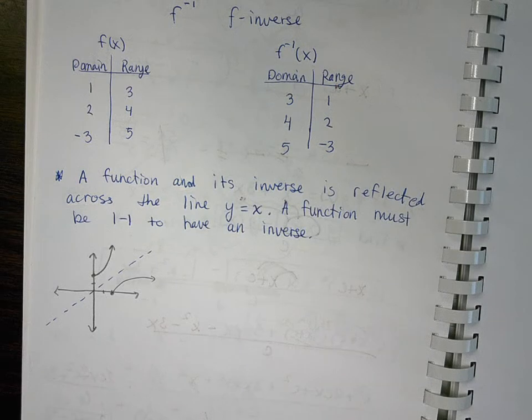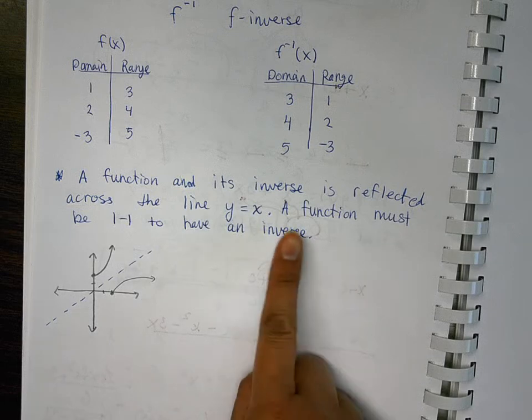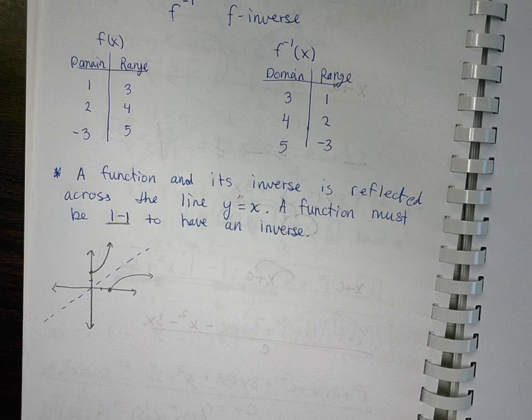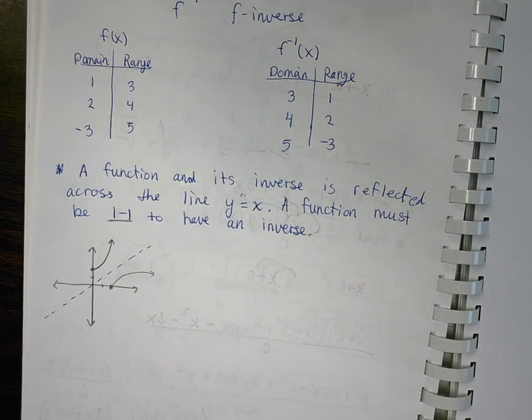Okay, so we do the vertical line test to test if it is a function. And once it is a function, not every function will have an inverse. In order for it to have an inverse, it must be what? One-to-one. What does that mean to be one-to-one? Does anybody know? Have you guys done that before?